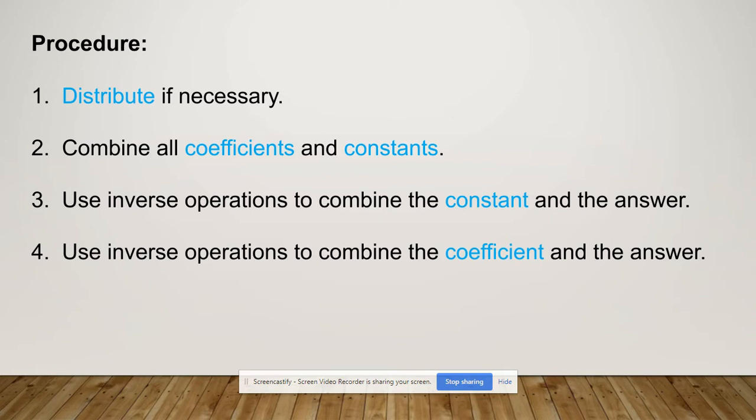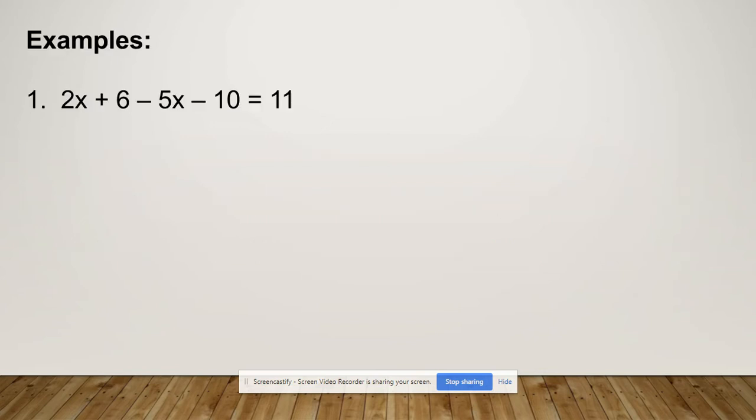And with the lessons we've been seeing, you should know what coefficients and constants are. Okay, constants are the numbers that are being added or subtracted without a variable. Coefficients are the number in front of the variable. All right, let's take a look at some examples.